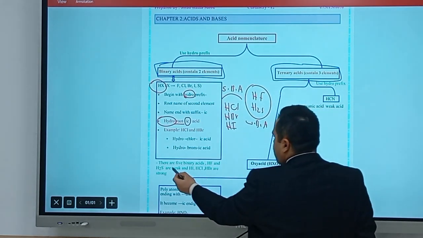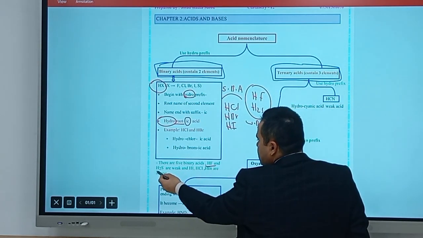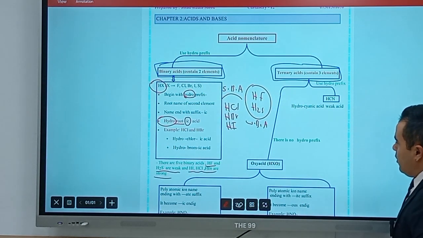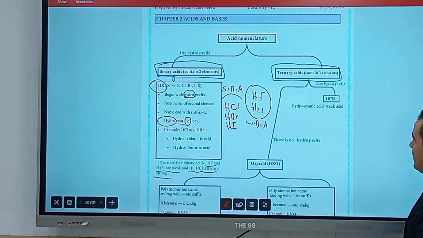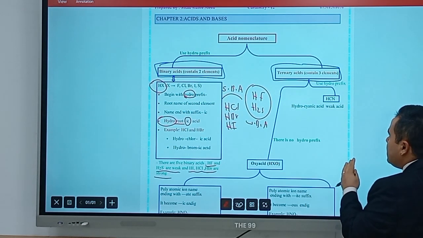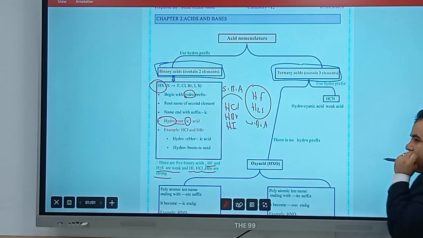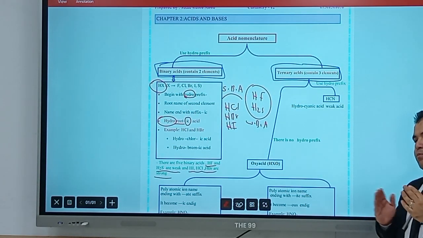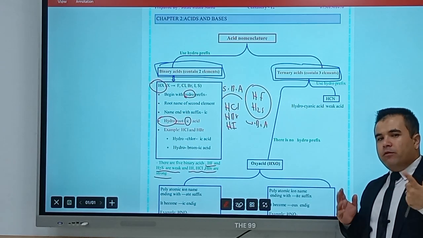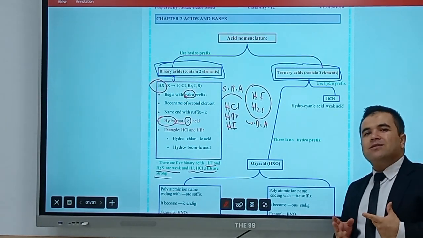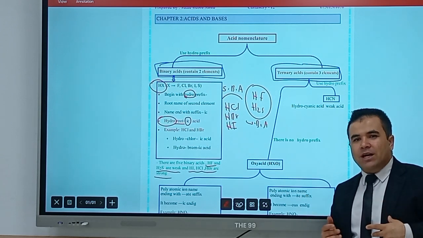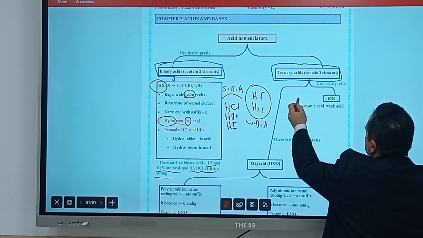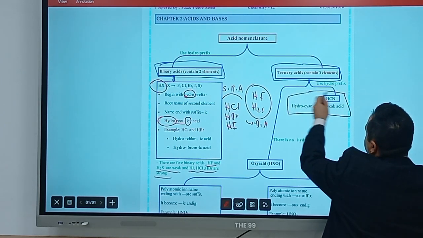As I mentioned here, there are 5 binary acids. HF and H2S are weak, and HCl, HBr, HI are the strong binary acids. The other type of acid is the ternary acid. Commonly we have oxyacids, but besides the oxyacids we have an example, HCN. It's neither an oxyacid nor a binary acid. We call it a pseudo-binary acid, like HCN.